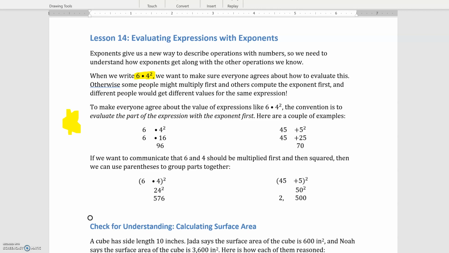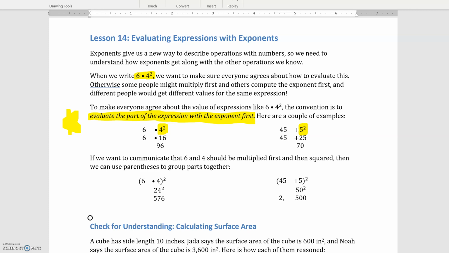To make everyone agree about the value of expressions like 6 times 4 squared, the convention is to evaluate the part of the expression with the exponent first. Here are a couple of examples. If you see multiplication with exponents, you must do the exponent part first. So therefore you would do 4 squared, which is 4 times 4, which equals 16, and then multiply by 6. Same thing here. When you see 45 plus 5 to the second power, do the 5 to the second power first to get 25, then add.